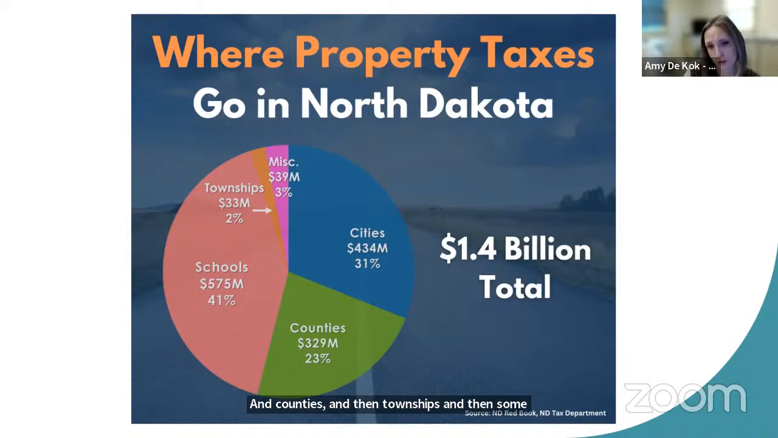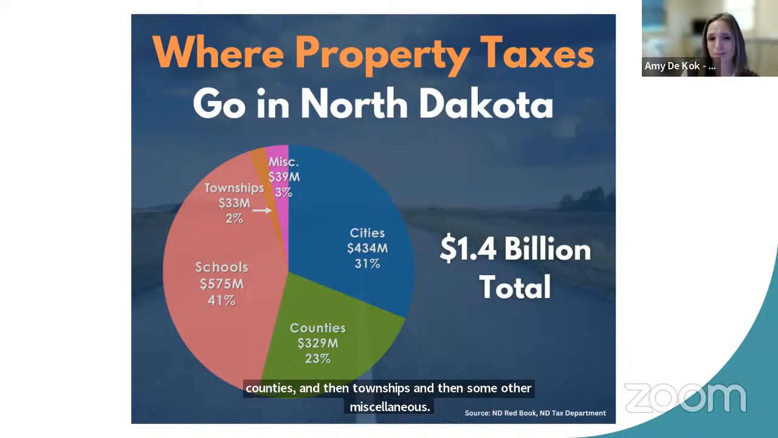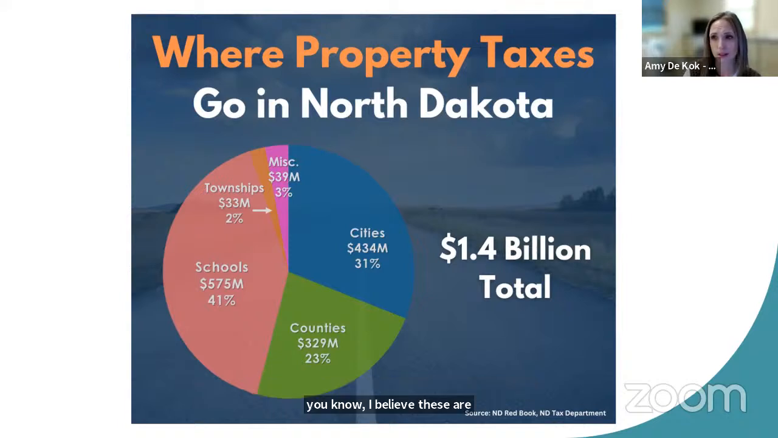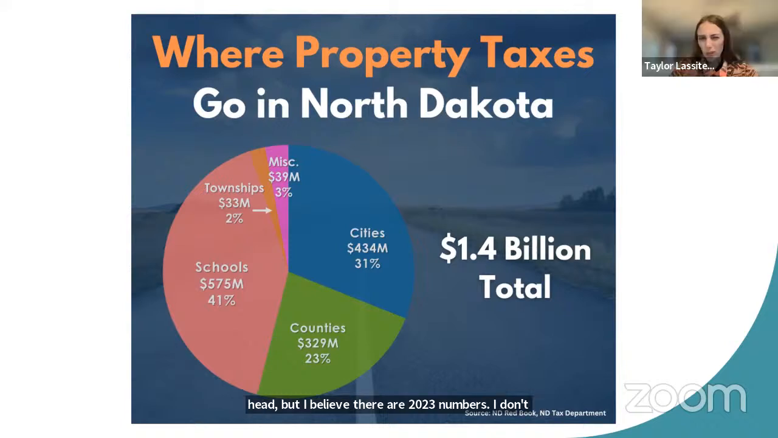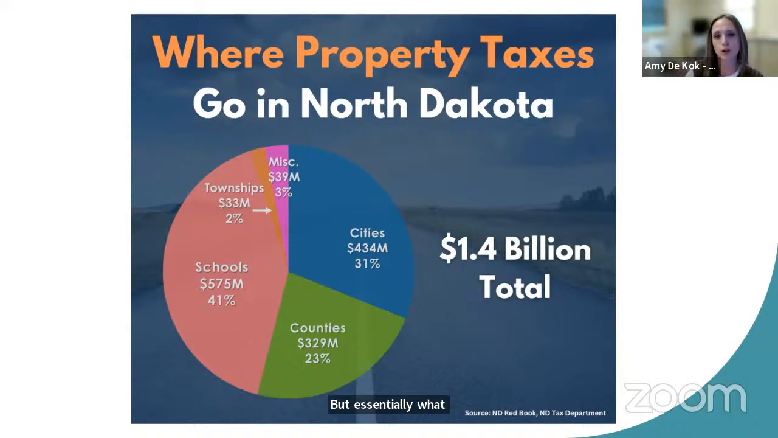I believe these are 2023 numbers, but I don't know that off the top of my head. I don't know, Taylor, if you know that, but essentially I think it was between 2021 and 2023. But a total of $1.4 billion in property taxes were collected, and this is how they're divvied up. So it's a significant funding source for all of these local governments.